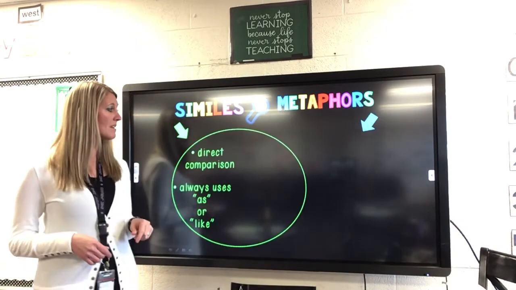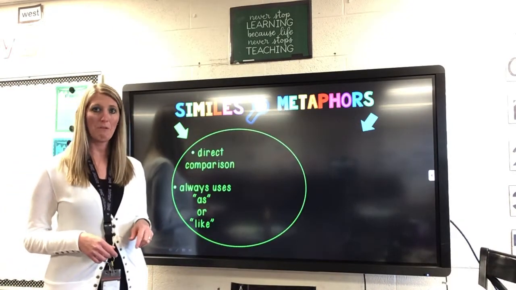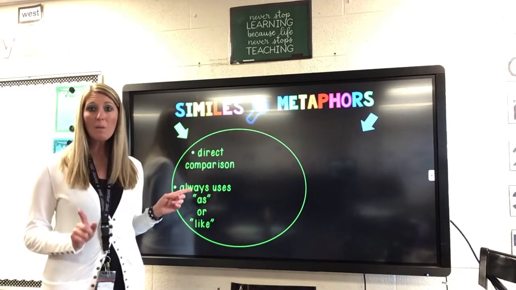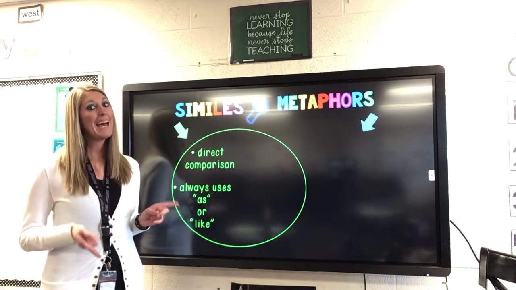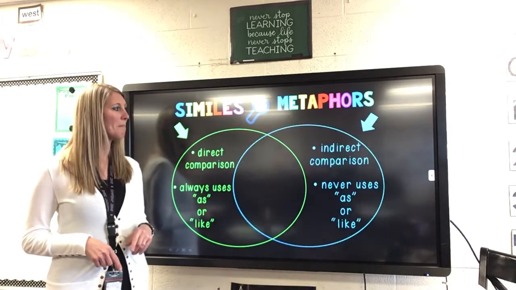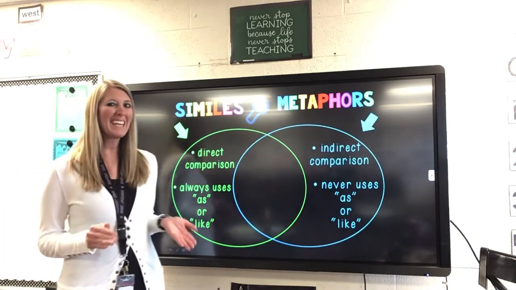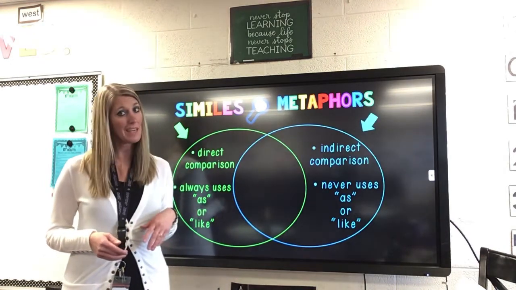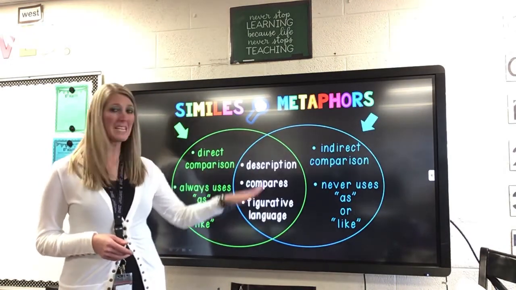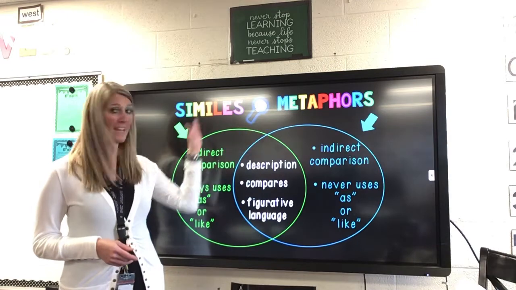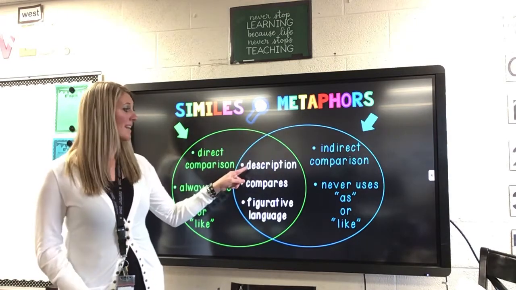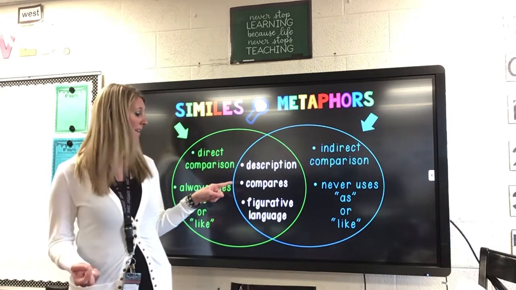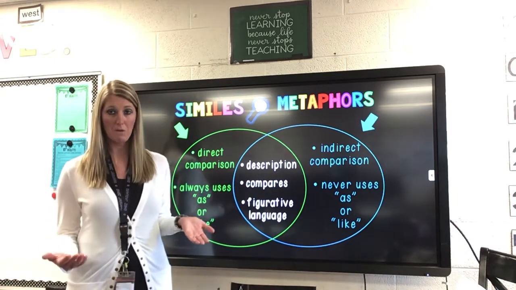All right, so here's the difference between similes and metaphors. Similes are a direct comparison, and they always use like or as. However, metaphors are like an indirect comparison, and they never use like or as. But some things that are the same in our Venn diagram is their description, they compare, and they're called figurative language.